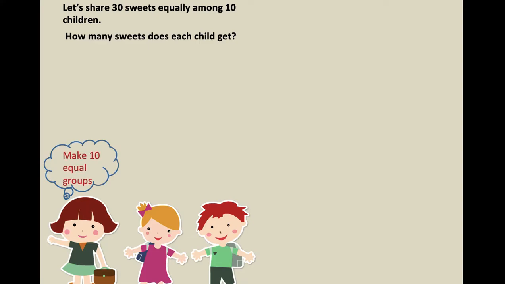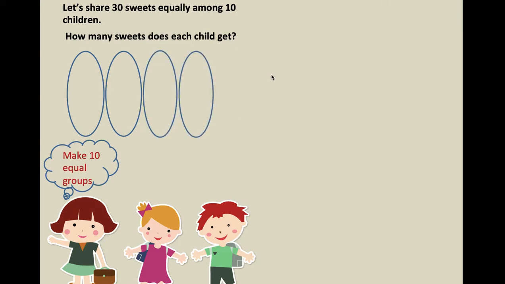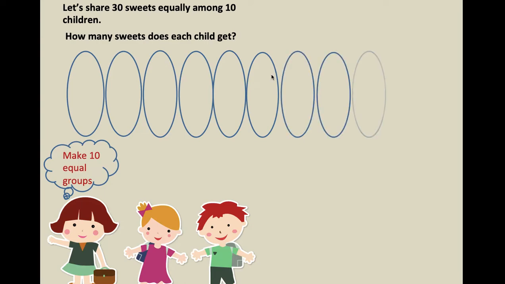Okay, so first we will make 10 equal groups because we have to divide the 30 sweets among 10 children. I want you to count with me as I am making the groups. 1, 2, 3, 4, 5, 6, 7, 8, 9, 10. So we made 10 groups. Why? We have to divide it among 10 children. So I made 10 groups.